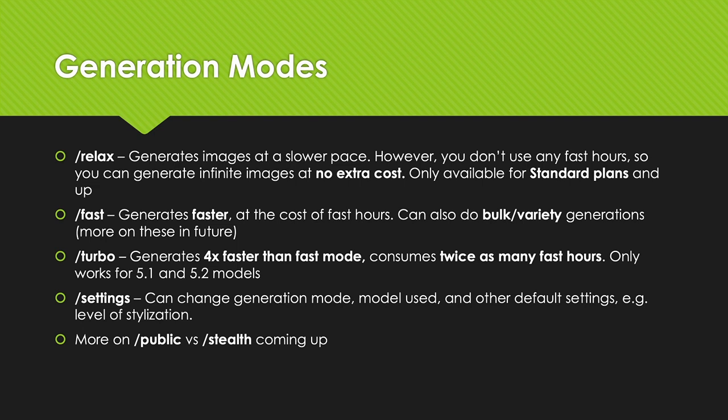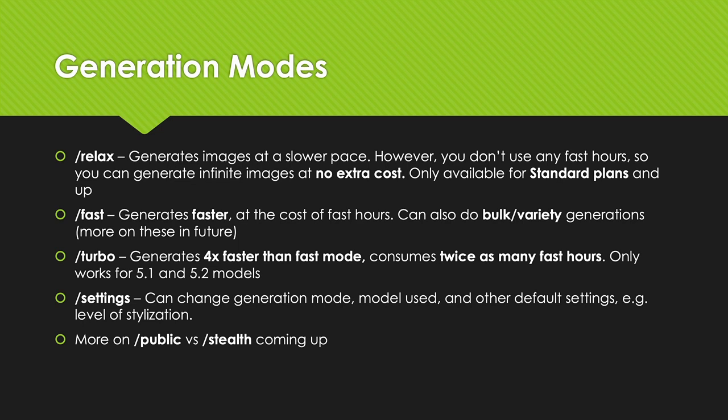In turbo mode, it often takes less than 30 seconds. But it consumes twice as many fast hours as fast mode. So with fast mode, you can generate around 100 square images, like 1:1 aspect ratio images an hour. With turbo, you can generate about 50. And turbo only works for 5.1 and 5.2 models of Midjourney.